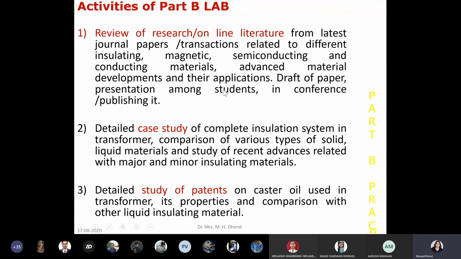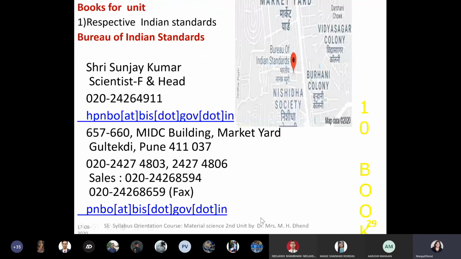Activities are there. Now you can start a research paper activity. I will take one lecture on how to write a paper, and then you can write a research paper related to this unit. A case study is also there. A patent is also there. I have already told you.